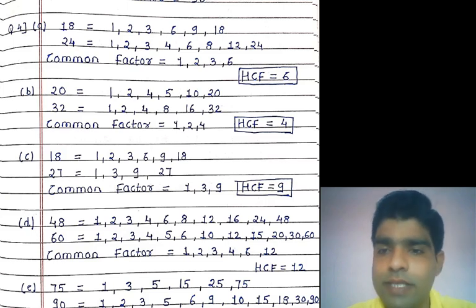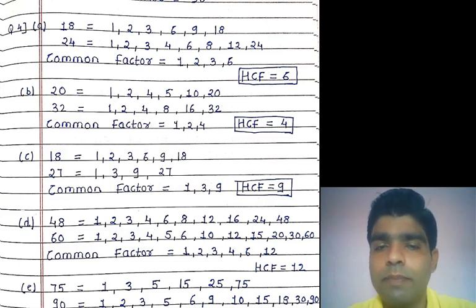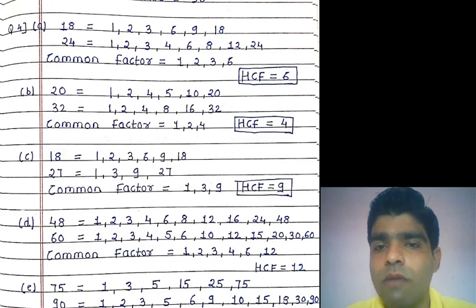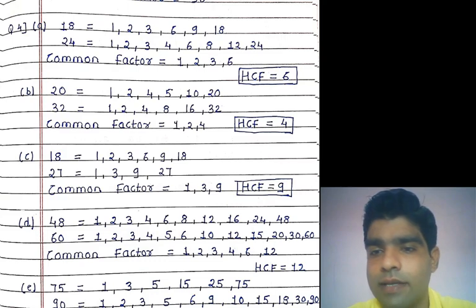This is the first step. Now the next step: find the common factors of both numbers. The factors are already found. The common factors of both numbers are 1, 2, 3 and 6. These are the common factors of the given pair of numbers. This is our second step.